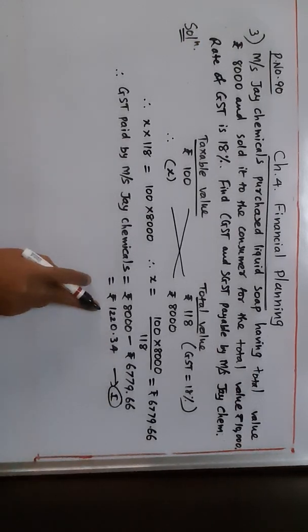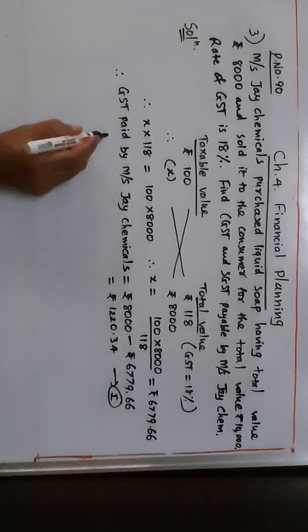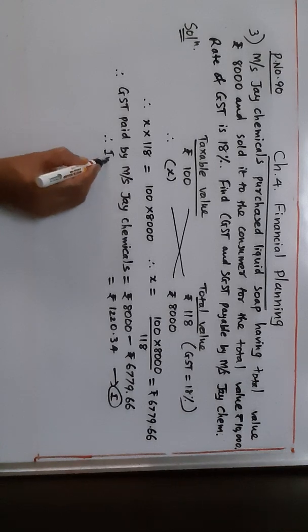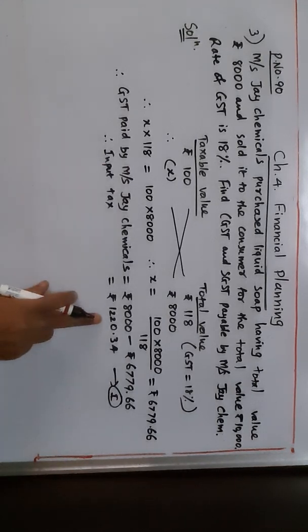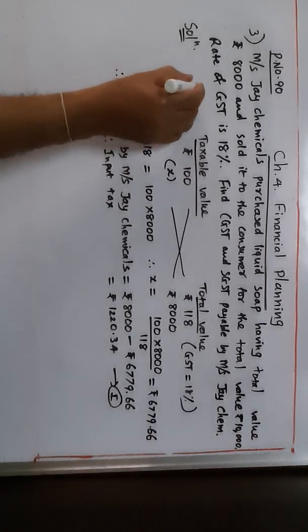Now this is the GST paid by Messrs A Chemicals, and that is why this will become the input tax credit, or right now it is the input tax. It is the tax paid by Messrs A Chemicals to the manufacturer. Now this is the first part of the sum.